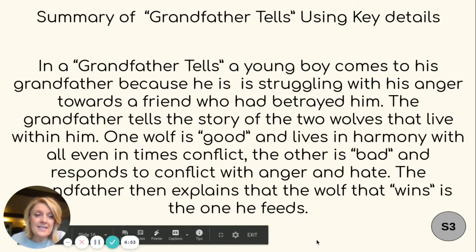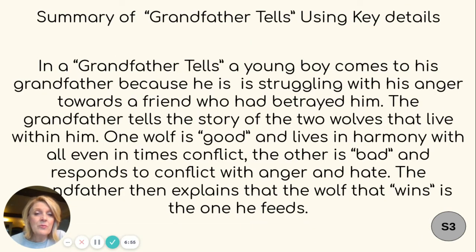All right, so now I'm going to take that information and I'm going to write a summary. When you write a summary, it needs to be free of your opinion or any judgment. It just needs to state the facts that were told in the story. So let's see if you can see how I use these details to write the summary. And a summary would be like a paragraph.